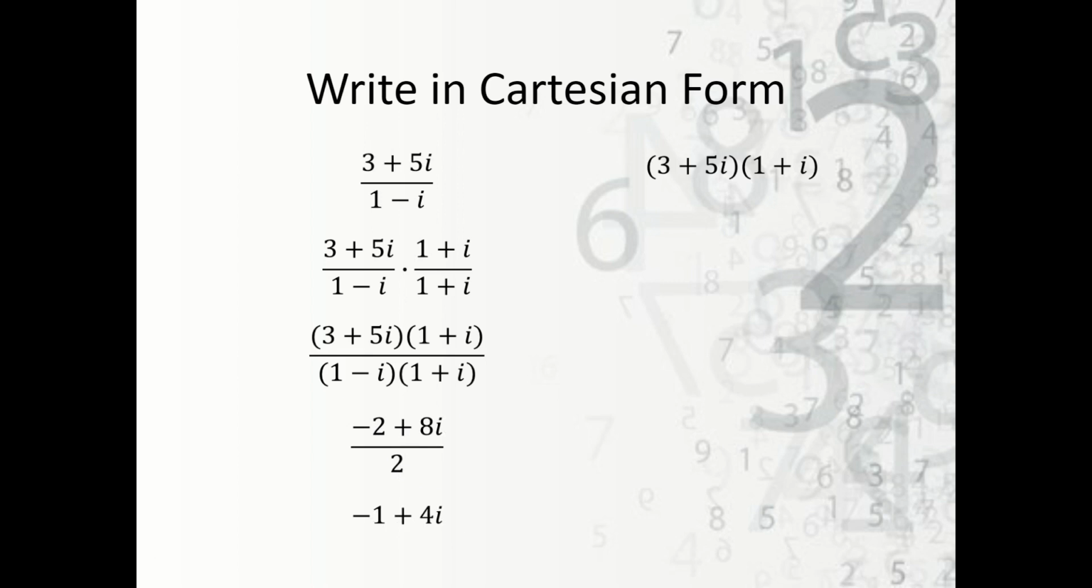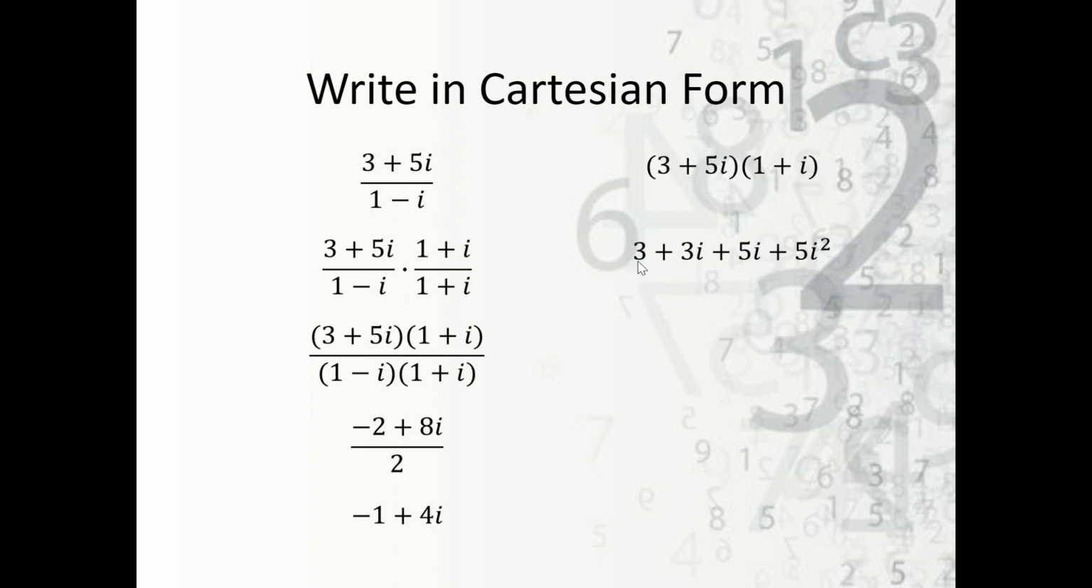Anytime we're asked to find Cartesian form, we're going to multiply both top and bottom by the conjugate of the denominator. So now what if we had something like this? 3 plus 5i times 1 plus i. All we need to do is combine those and see what we get. 3 times 1 is 3, and 3 times i is 3i. Then 5i times 1, and 5i times i. So we end up with 3 plus 3i plus 5i plus 5i squared.